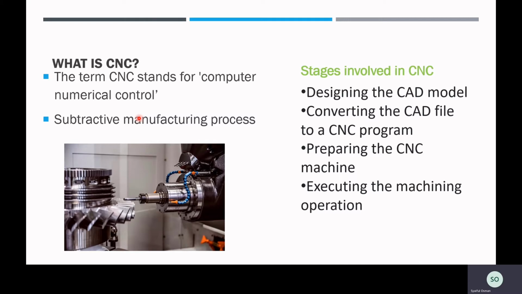So while the CNC machining process offers various capabilities and operations, the fundamental principle of this process remains largely the same throughout all of them. And the basic stages that are involved in CNC machining include these steps. The first one is to design the CAD model, and secondly to convert the CAD file to a CNC program. The third one is to prepare the CNC machine, and finally to execute the machining operation.